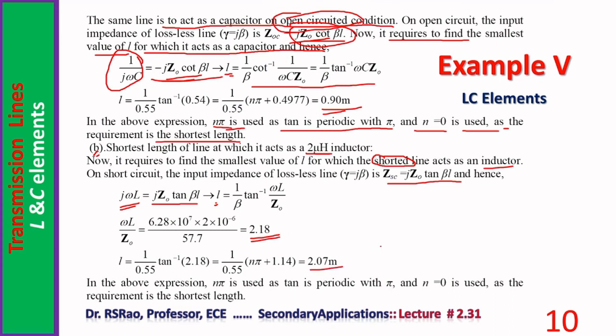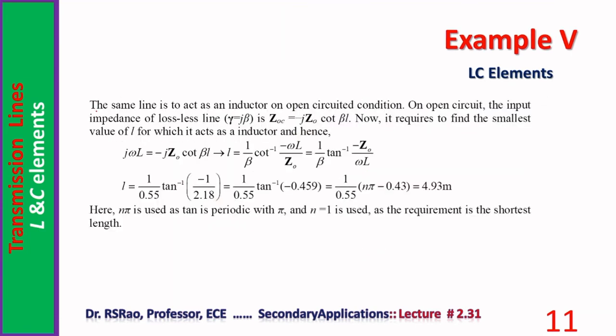In the above expression, n pi is used as tan is periodic with pi, and n is 0 as the requirement is the shortest length. The same line is to act as an inductor on open circuited condition. Earlier we considered the short circuited condition, now the open circuited condition. Under open circuited condition, the impedance is minus j Z0 cot beta L. Notice the minus. So j omega L is minus j Z0 cot beta L. L becomes 1 by beta tan inverse of minus Z0 by omega L. Substituting Z0 by omega L and doing some trigonometric operations, we get L equal to 4.93 meters.